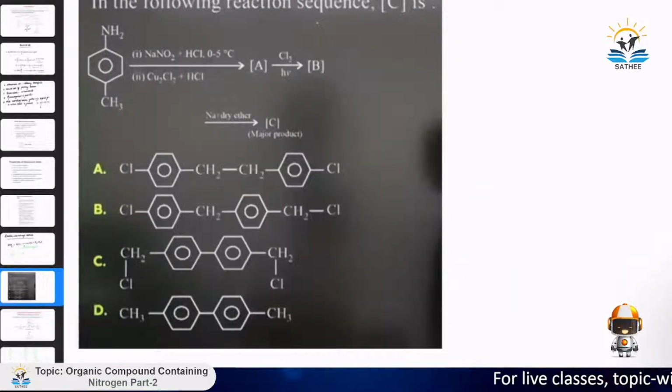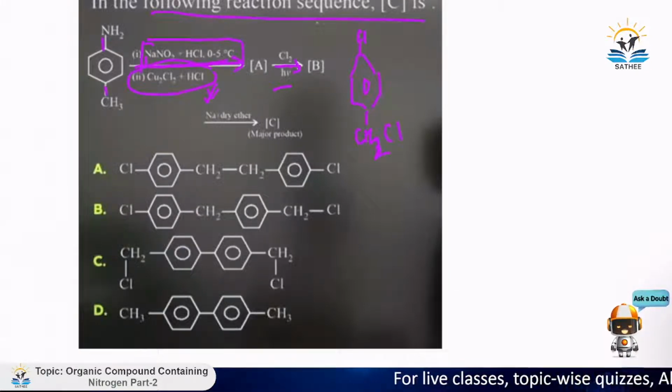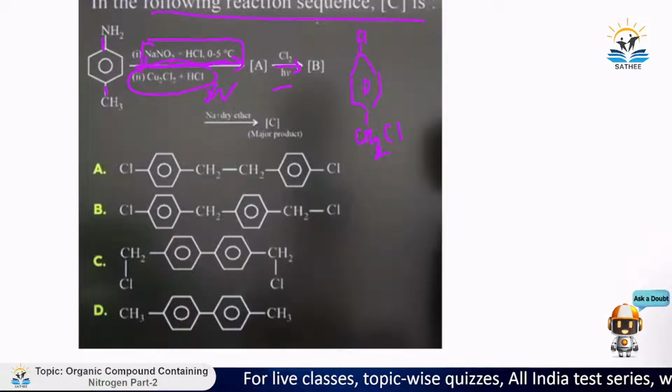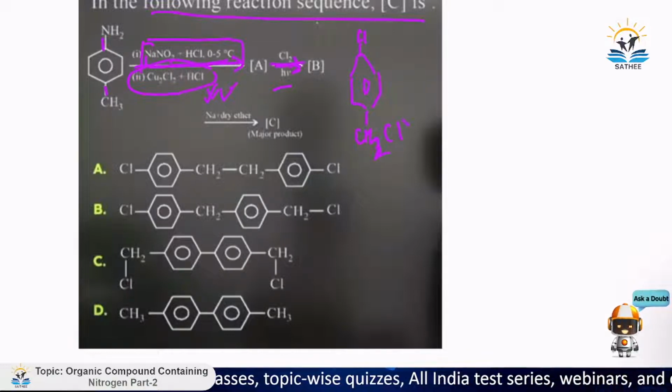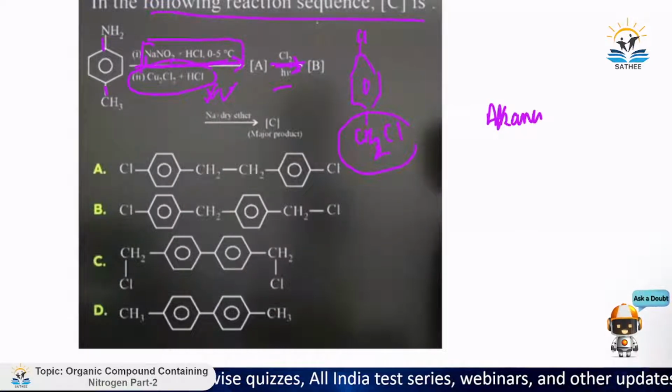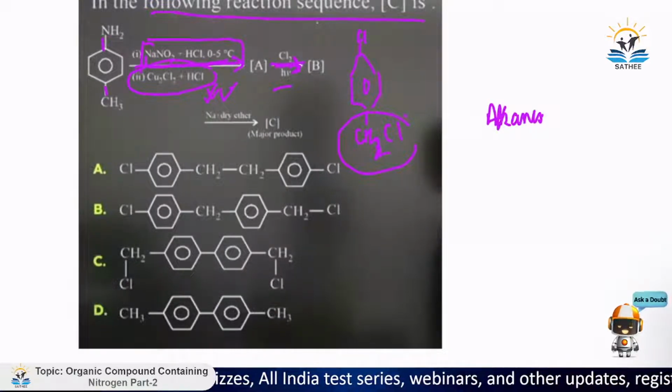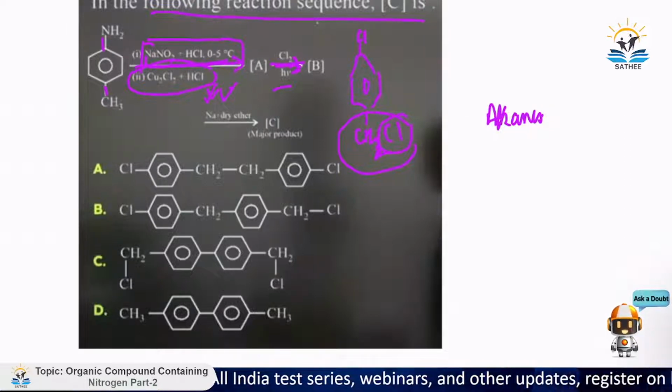So we needed to know four reactions for this particular question. First is diazonium salt preparation. Then they also want us to know Sandmeyer and Gattermann. Then, since we have studied alkanes, alkanes give free radical substitution, so this is a free radical substitution. And finally, they want us to know about Wurtz reaction also.